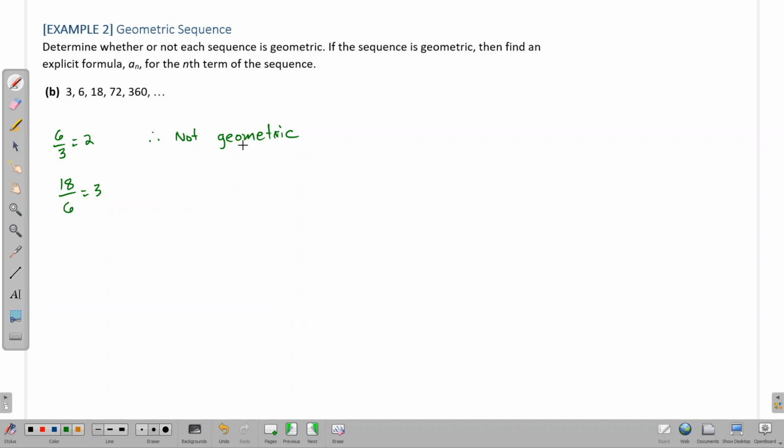Therefore we're done. We don't need to keep going. If it's not geometric, then there could be an explicit formula, but we're not asked to find it, only if it's geometric for this. So that one is done.